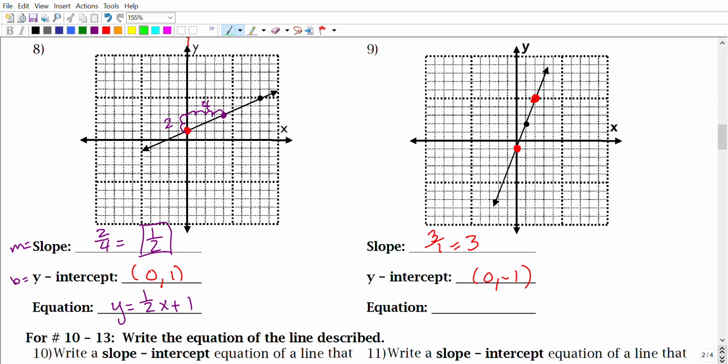I'm going to use a different color here. Let's go rise over run. So 1, 2, 3, 4, 5, 6. So 6 over, and we run 2. 1, 2. Well, 6 over 2 reduces to 3. And look at that. It's the exact same slope.